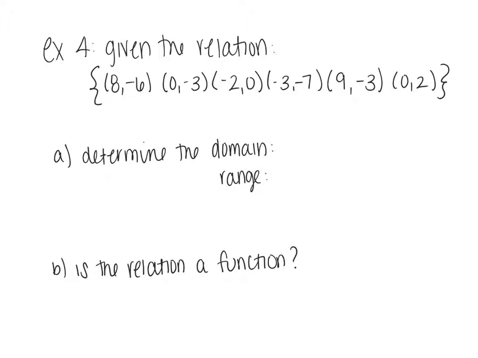Last example says, given the following relation, determine the domain, range, and is the relation a function. So, domain, remember we said was all the x values. So when you're given a list of points, you're just going to go through and list off all the x values. So my domain is 8, 0, -2, -3, 9, 0.